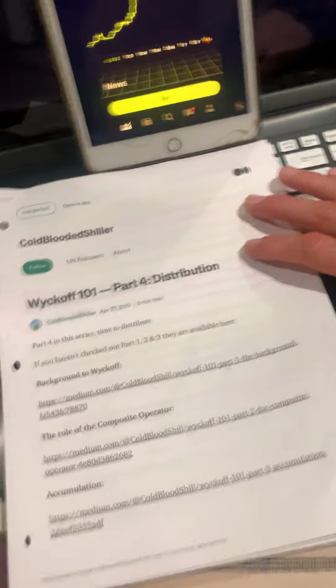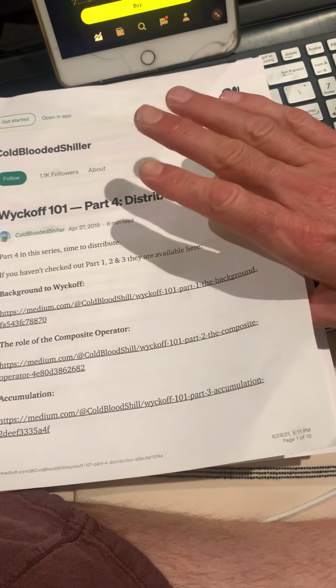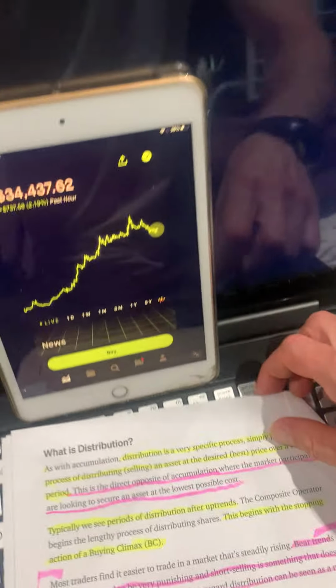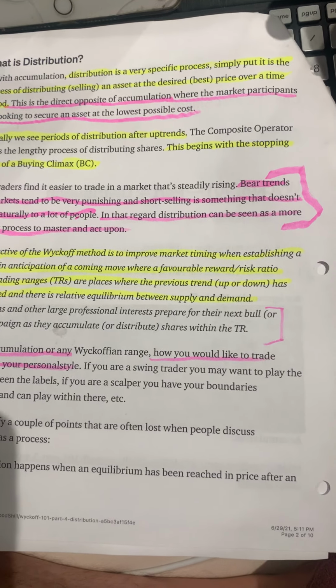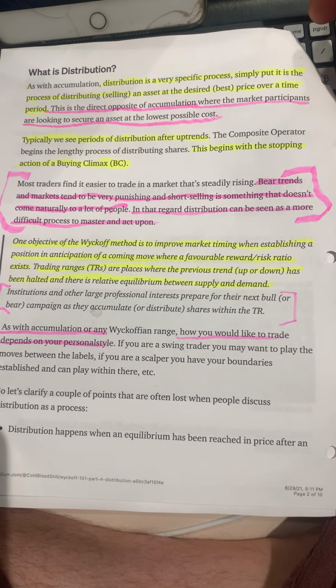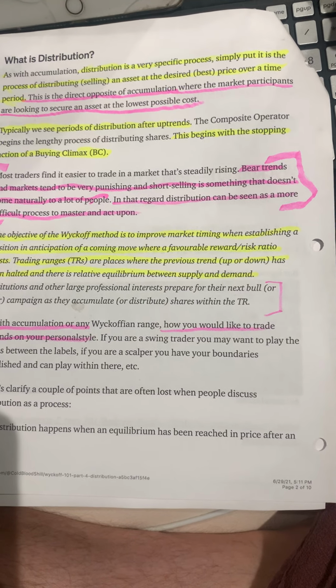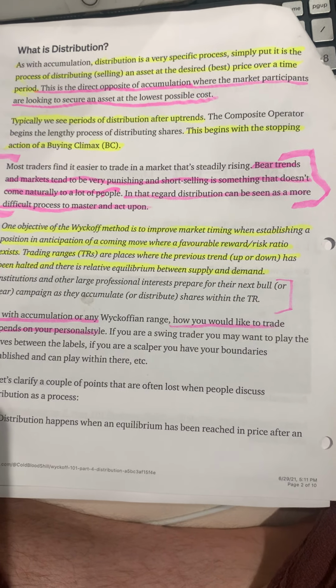Okay. So same outline, just a different title. And I took advantage of reading it beforehand so I can give you the bigger, more important parts. So first off, what is distribution? Okay, so distribution is a very specific process. Put simply, it's a process of distributing, selling, an asset at a desired best price over a period of time.